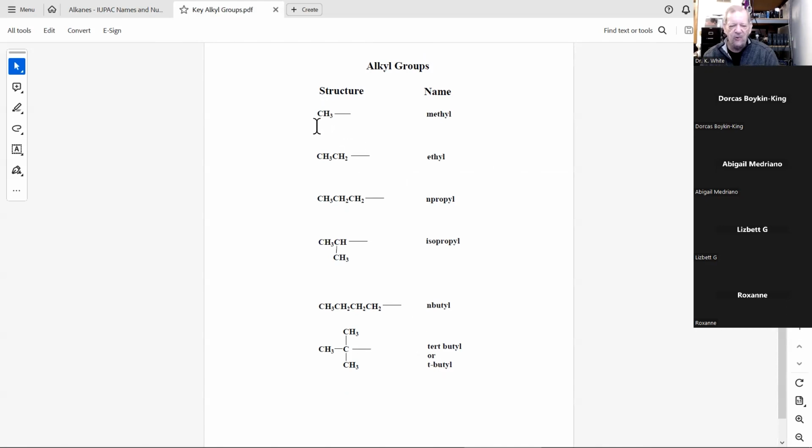And the line means when you have CH3 bonded to something else, that's called a methyl group. When you have 3 carbons and the center carbon is bonded to something else, that's an isopropyl.